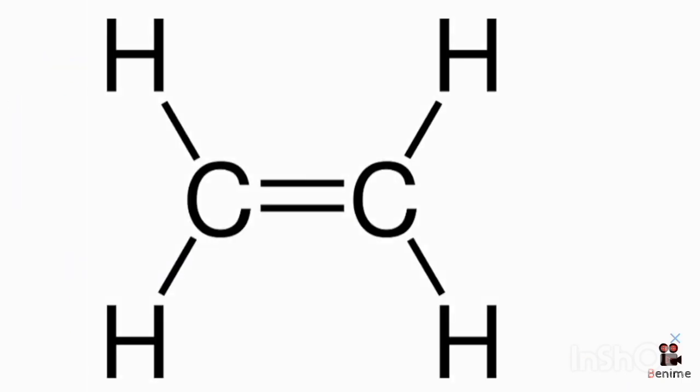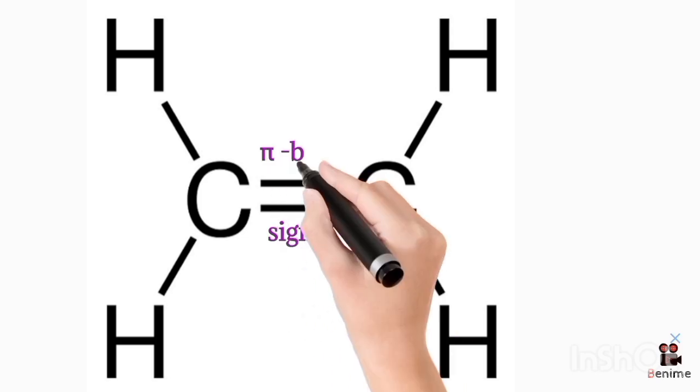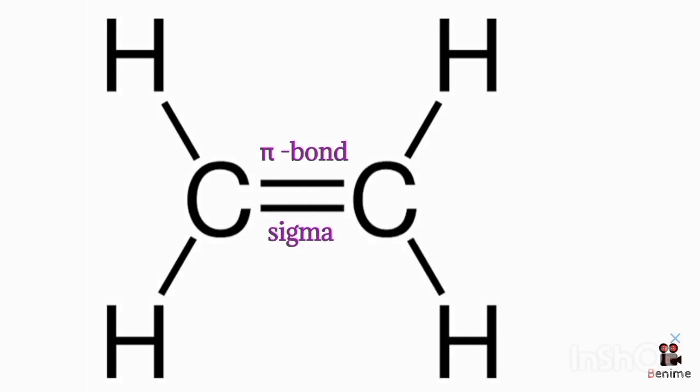Structure of ethene. The 2 carbon atoms are connected by a double bond. This double bond contains 1 sigma bond and 1 pi bond. The sigma bond is strong because it is formed by direct overlap of orbitals. The pi bond is weak because it is formed by sideways overlap of p orbitals. Due to weak sideways overlap, the pi bond can break easily. This is the main reason why alkenes undergo addition reactions.